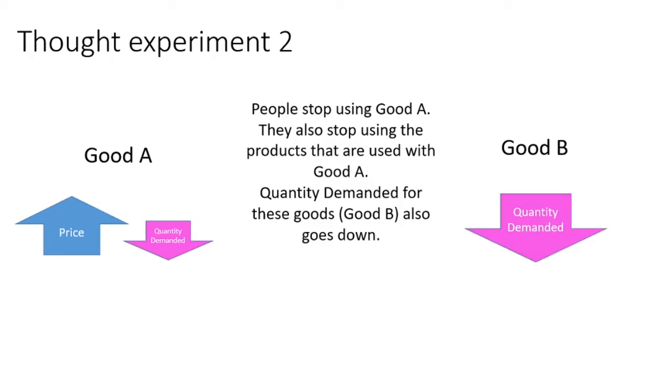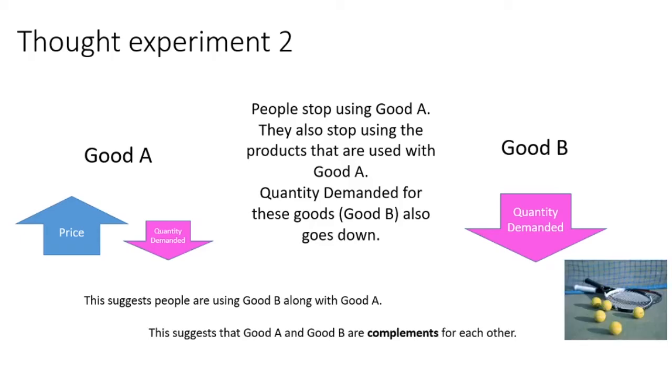So what we're saying is the price of one good has gone up. People aren't using that good so much, and so therefore the quantity demanded for those other goods which are used together with the good goes down. This suggests that people are using good B along with good A. They're used together. We have a word for that. We've seen it before on influences of demand, is that it would suggest that good A and good B are complements for each other.